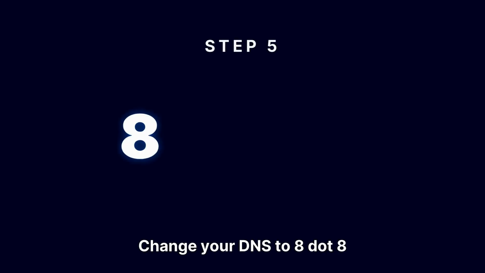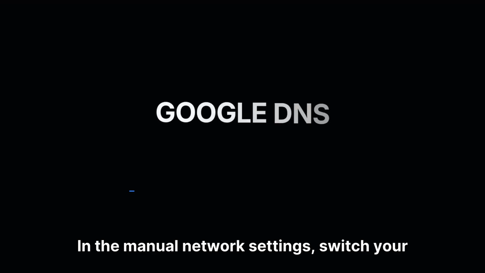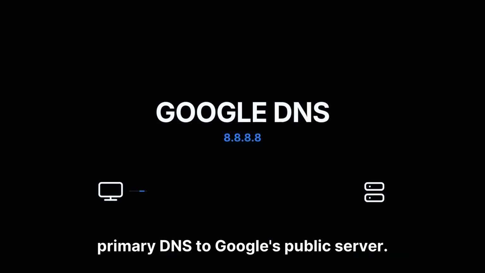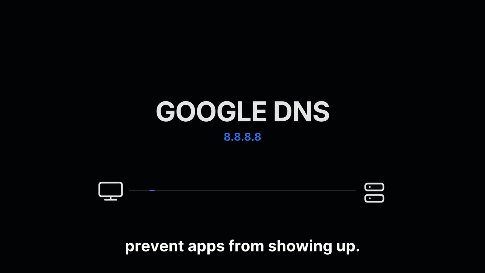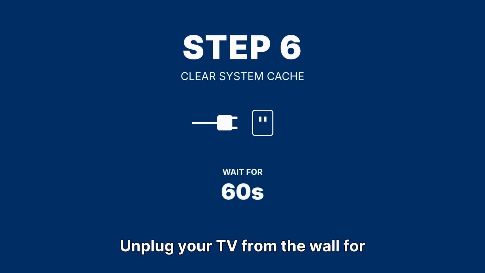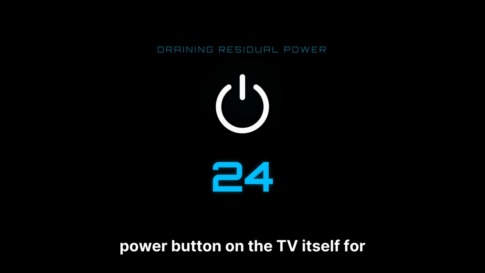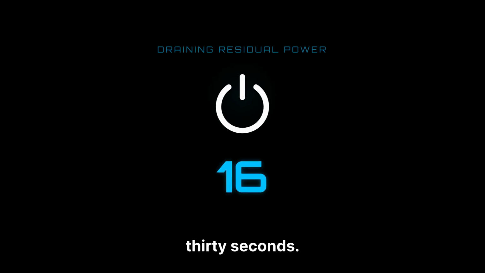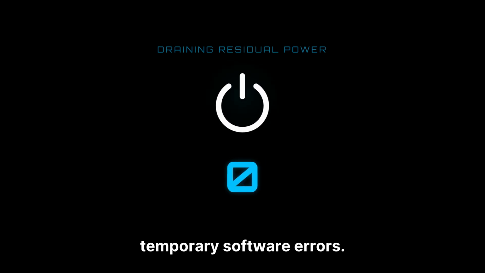Step 5. Change your DNS to 8.8.8.8. In the manual network settings, switch your primary DNS to Google's public server. This can bypass regional connection issues that prevent apps from showing up. Step 6. Clear the system cache. Unplug your TV from the wall for 60 seconds. While it is unplugged, hold the physical power button on the TV itself for 30 seconds. This drains all residual power and clears temporary software errors.